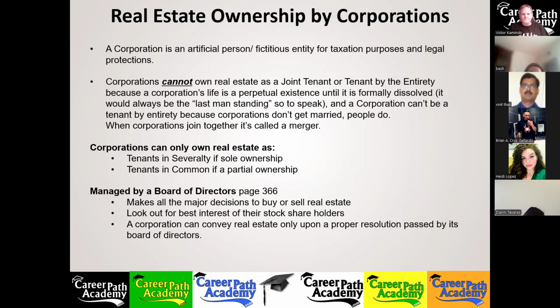But a corporation takes a lot more positions, a lot more paperwork, and a lot more cost and expense for an official corporation versus an LLC type of corporate structure. But they both offer the same kinds of legal protections.